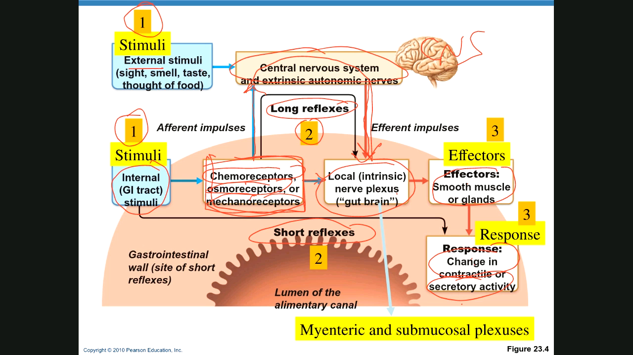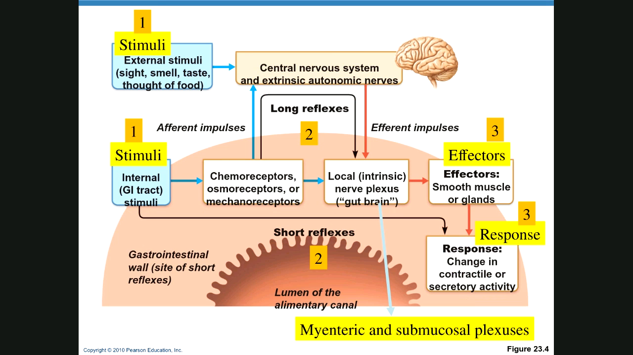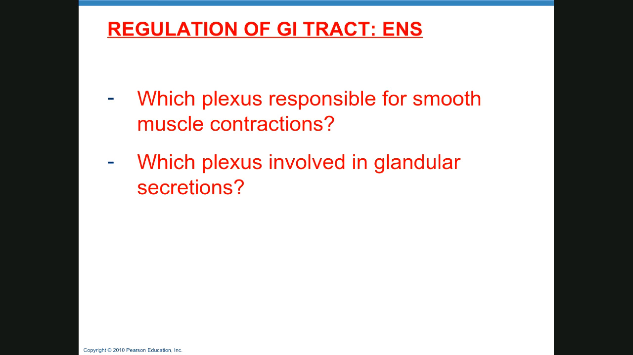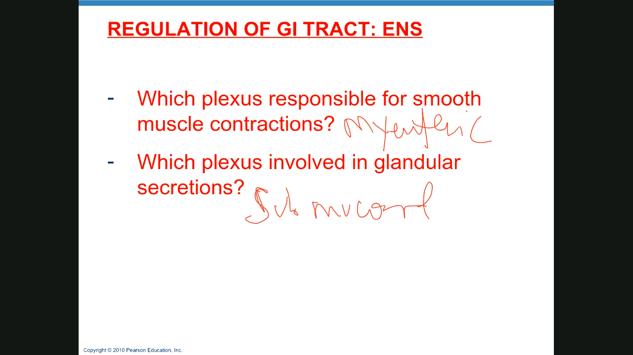So this basically summarizes how all this works. So which plexus is responsible for smooth muscle contraction? Which plexus is involved in glandular secretions? Well, the answers will be, we have two plexus, myenteric and submucosal. So myenteric is the one in the muscularis externa. Submucosal is the one right below the mucosa, and that's the one that's going to stimulate glands.